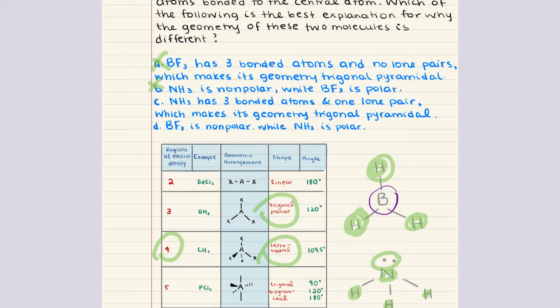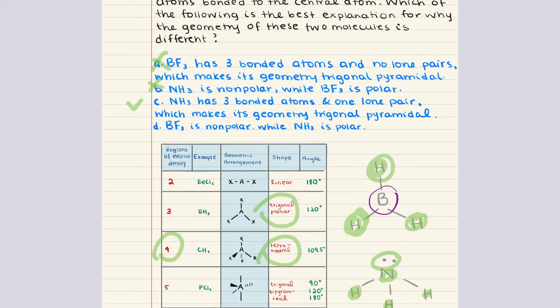pyramidal. Now this statement is true. All right, the statement is correct. Ammonia does have three bonded atoms and one lone pair, and that does give it a trigonal pyramidal geometry due to the repulsions between the lone pairs and the bonding pairs. So that statement is correct.